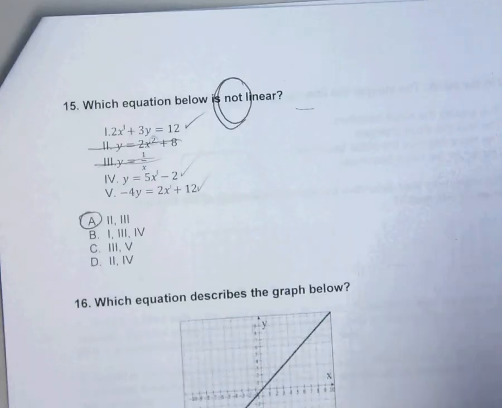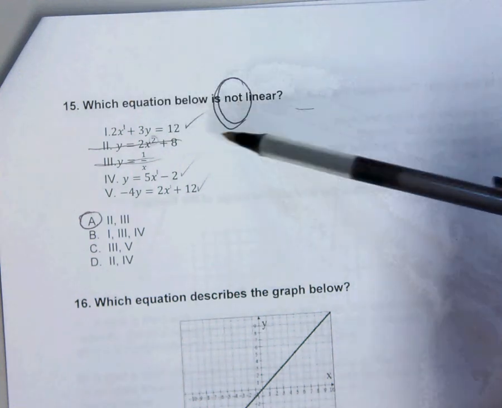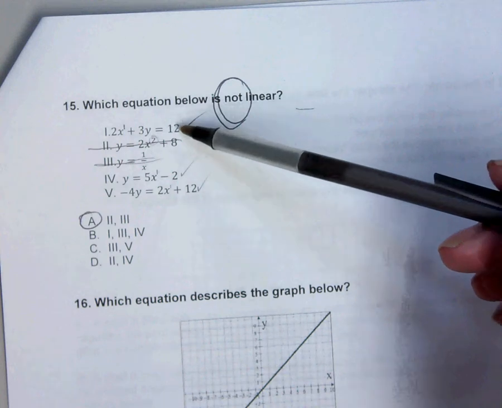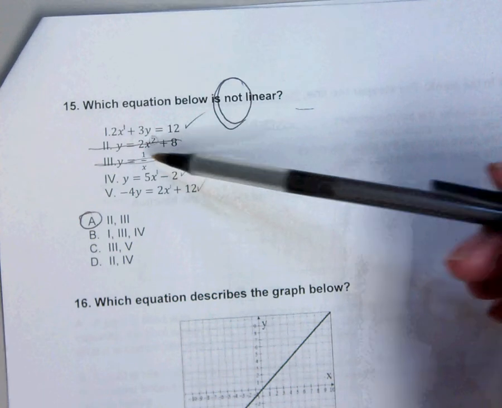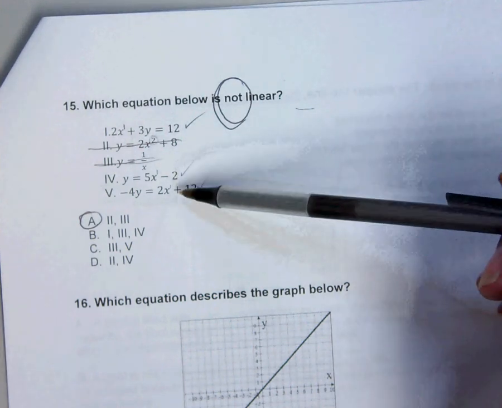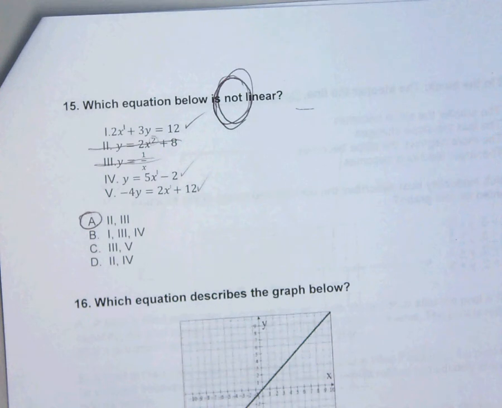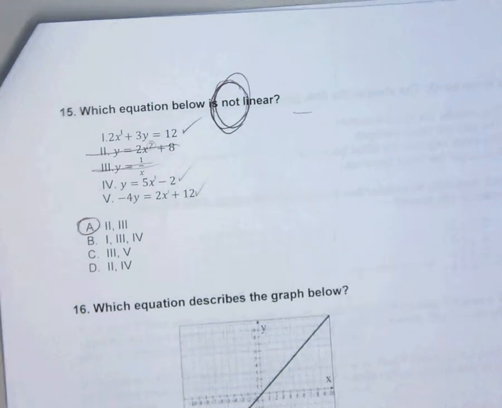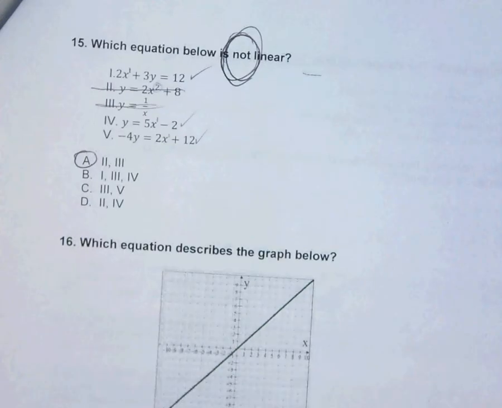Okay, so let me bring that down just in case you couldn't see that. I'm showing you that which equation below is not linear, so it's not 1. Number 1 is linear, number 2 is not, number 3 is not, number 4 is, and number 5 is. But the question is saying which one is not linear. I'm going to do number 16, and my lovely friend just walked in, so I'm going to let her do 17 and 18, talking about simplifying expressions.